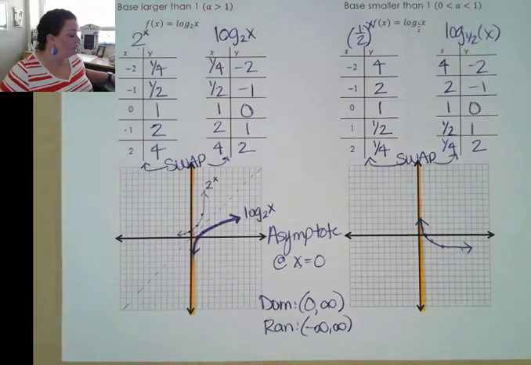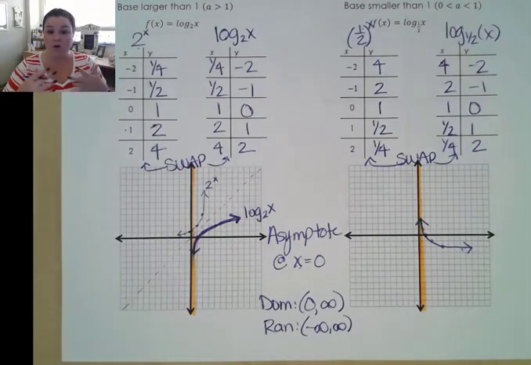Okay, so what we want to look at now is doing the whole HSRV process. So we're still identifying vertical and horizontal shifts, reflections, and stretching or shrinking transformations, right?